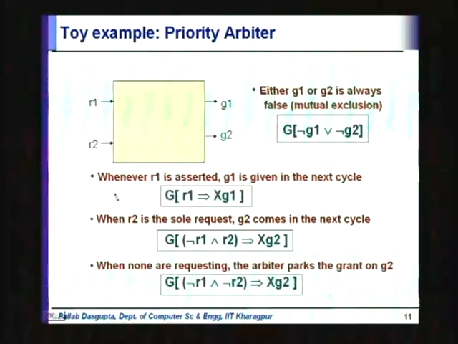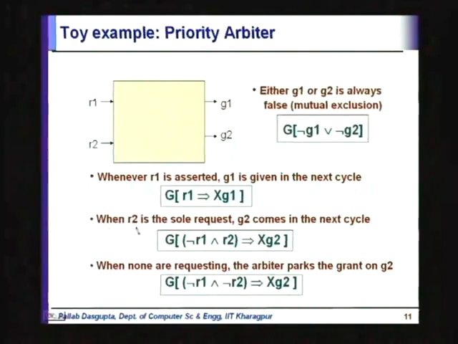Let us look at another property. Whenever R1 is asserted, G1 is given in the next cycle. This says always, whenever we have R1, that implies, where X stands for next, in the next cycle we have G1. So, always R1 implies next G1.